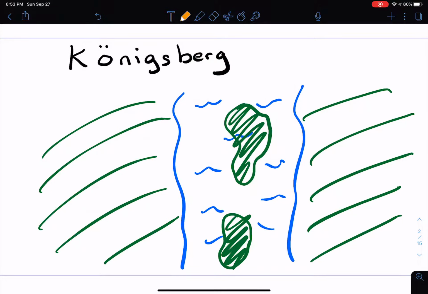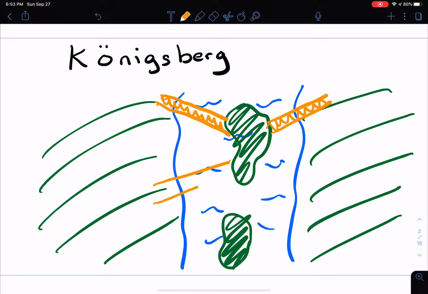So I think I'll use orange. They had one bridge like this. They had one bridge like this. They had two more bridges this way. They had a bridge connecting the islands. And they had two more bridges this way.